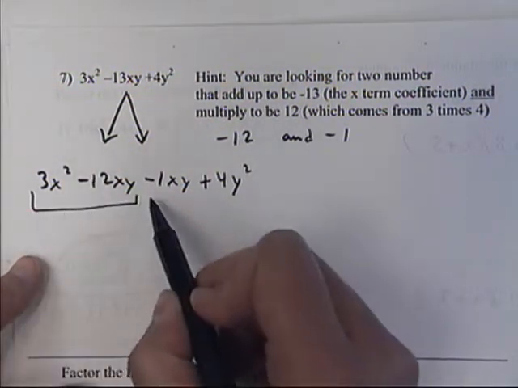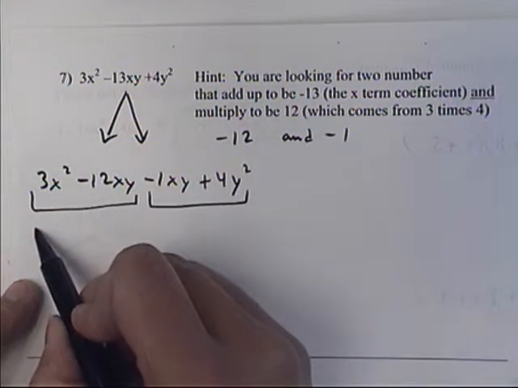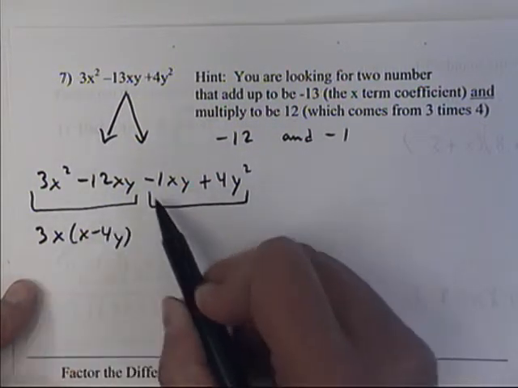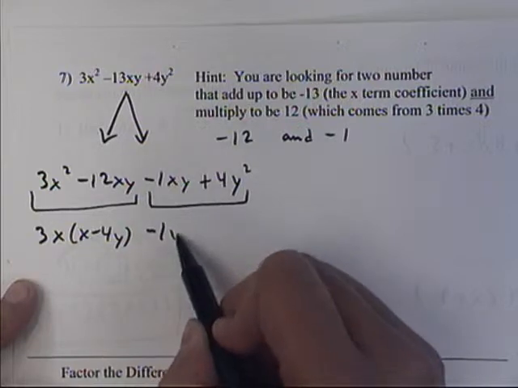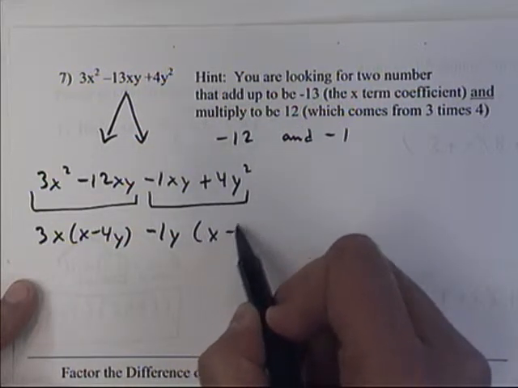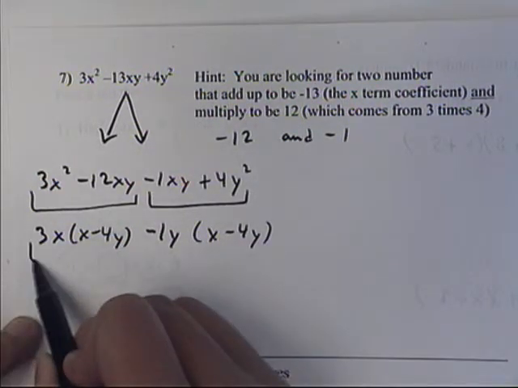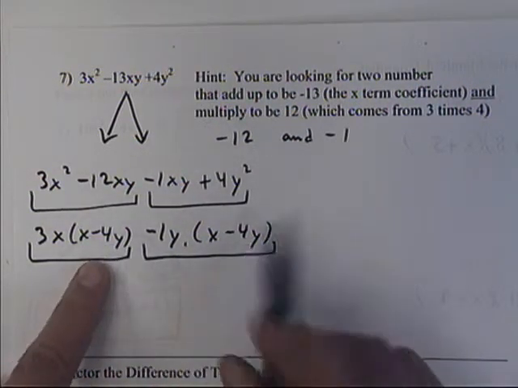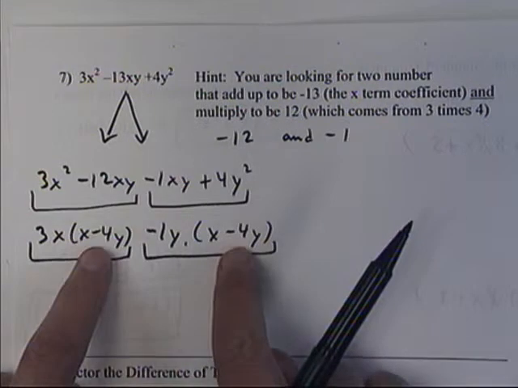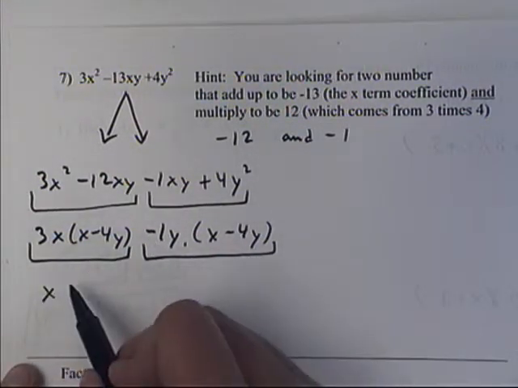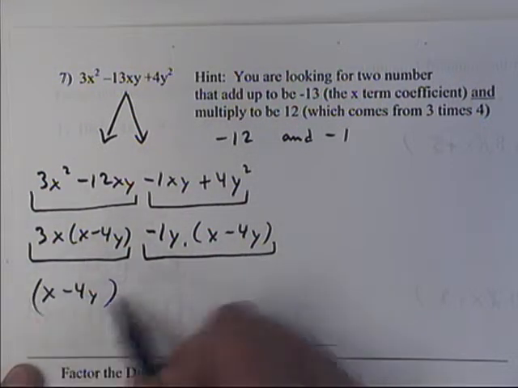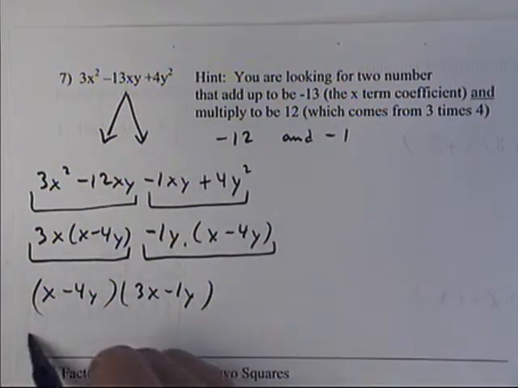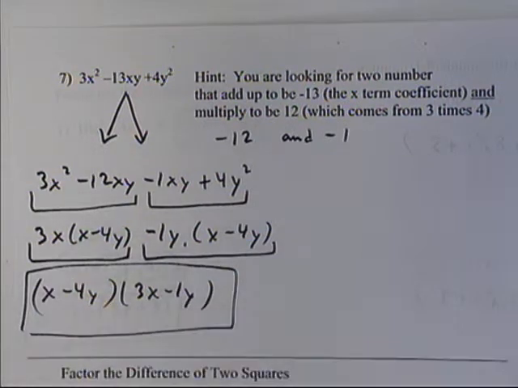And then factor by grouping. So if I'm looking at these two, in fact, I can factor out a 3x. And these two I can factor out a negative 1y. And what's left behind in each one of these is the same thing, x minus 4y. So if I factor out the x minus 4y, I get left over 3x minus 1y. And there you go. I factored the trinomial.